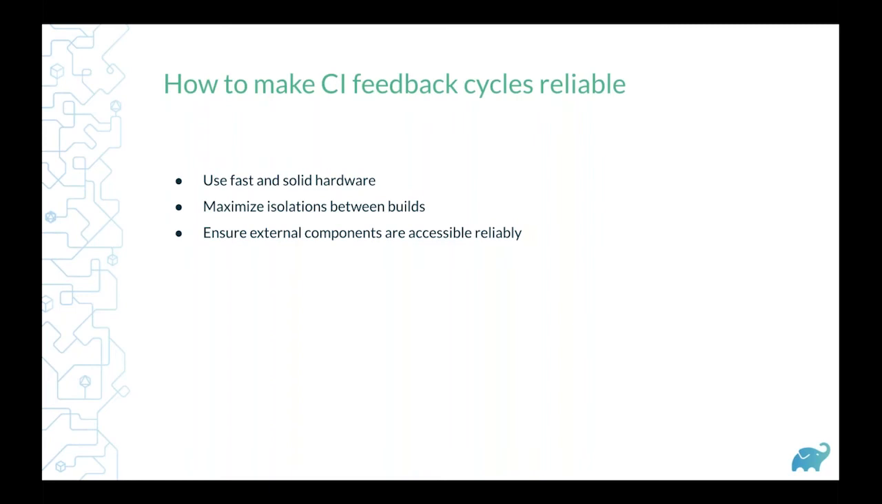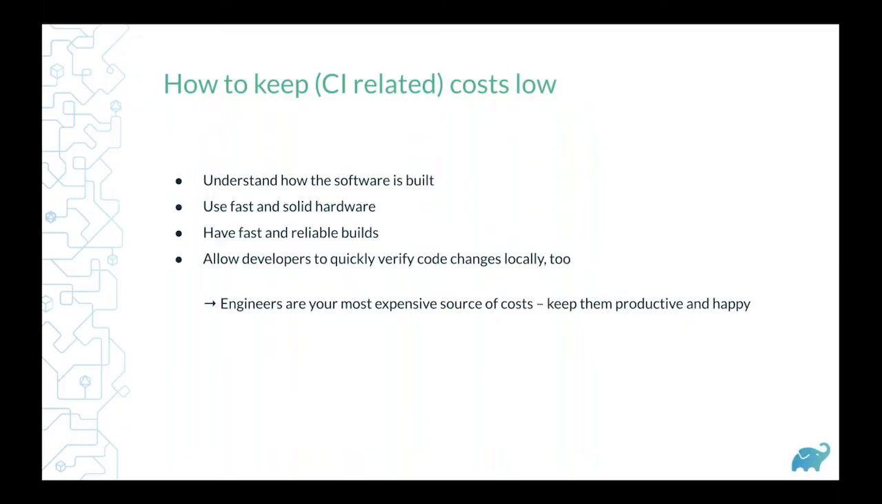Yes. Maximize the isolation between builds, in particular when you know the builds are leaving something behind. You will save yourself a lot of debugging time. And ensure the external components are also accessible reliably, right? Because all these builds that we run in CI today rely on other components. If they're not reliable, then your whole build, your pipeline, everything is unreliable.